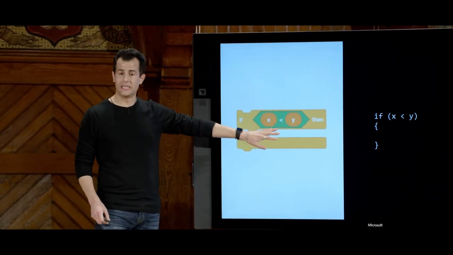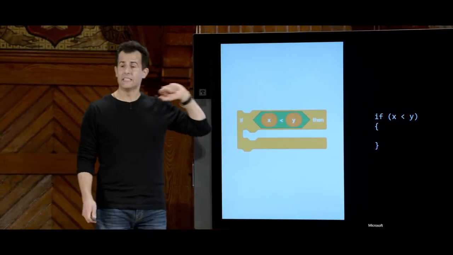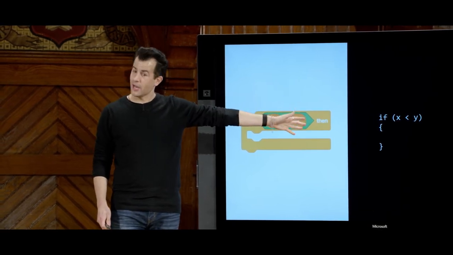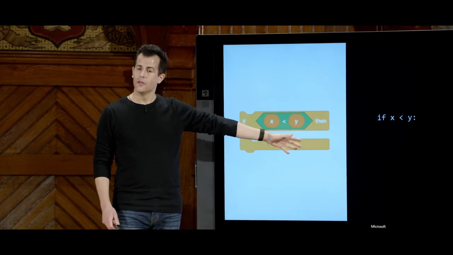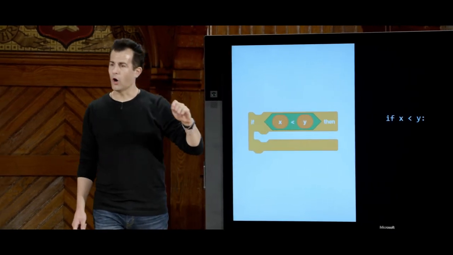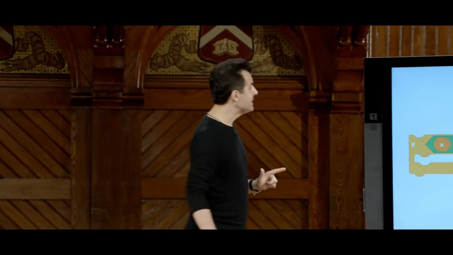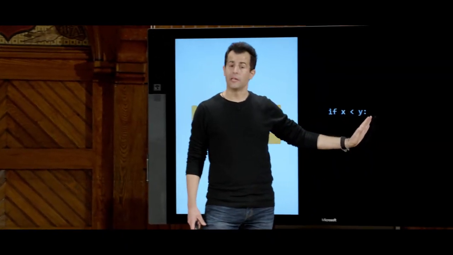An if condition like this, comparing if x is less than y. In C, it looks like this. In JavaScript, it looks like this same thing. In Python, it looks like this. So gone are the curly braces. Added is a colon. And what you don't see yet is that indentation is going to be important.